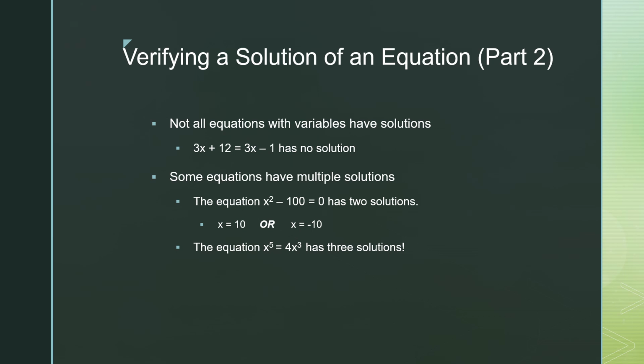x to the 5th equals 4x to the 3rd actually has 3 solutions. x can be 2, -2 or 0. You're not expected to solve these. I'm not asking you to. The thing to keep in mind, though, is just that one solution isn't necessarily the only one.